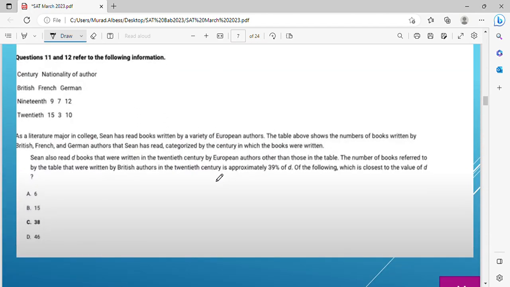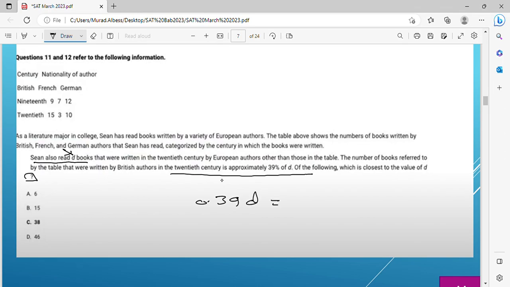Same table. Seen also read D books that were written in the 20th century by European authors other than those in the table. The number of books referred to by the table that were written by a British author in the 20th century is approximately 39% of D. Which is the closest to the value of D? He told us that 15 is 39% of D.